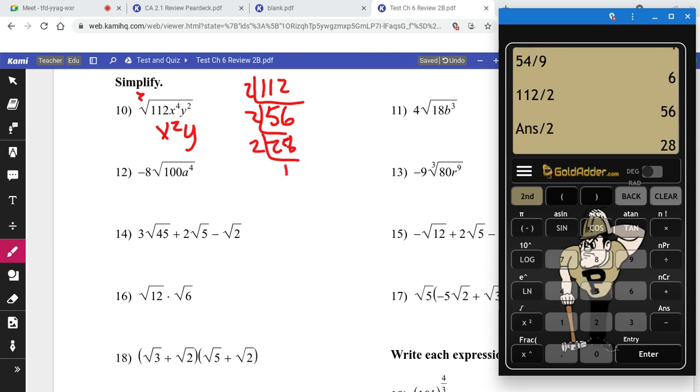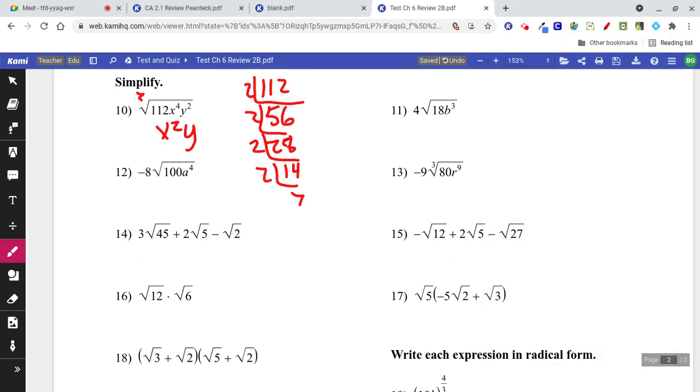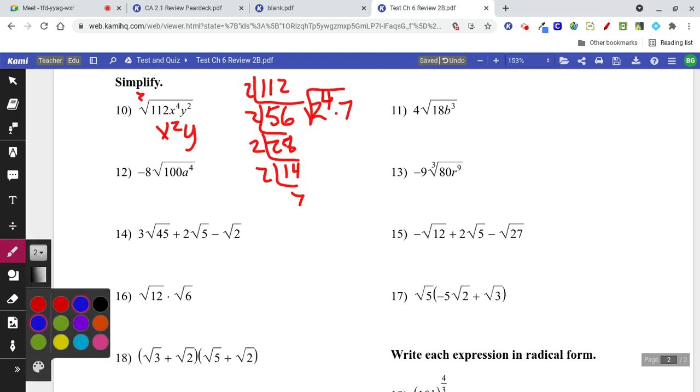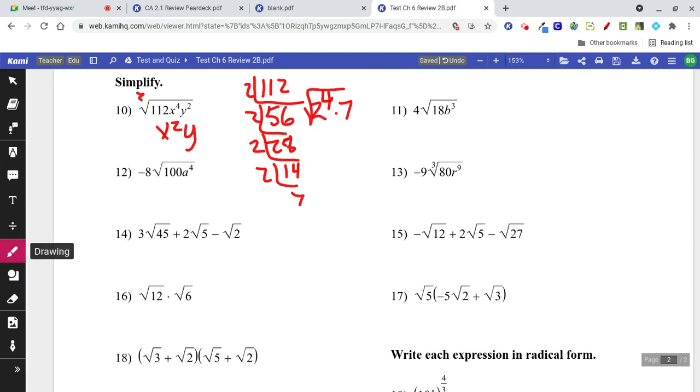And divide by 2, you get 14, and divide by 2, you get 7. Okay? So I see 2 to the 4th power times 7. And if I did a square root of that, we're looking at the second root. And it goes into 4 twice. And it doesn't go into this 1, so the 7 has to stay in.